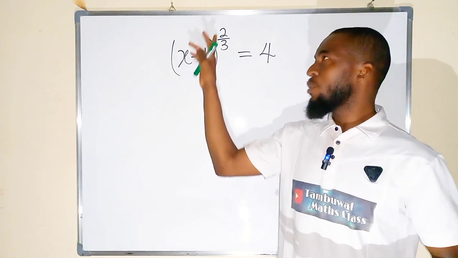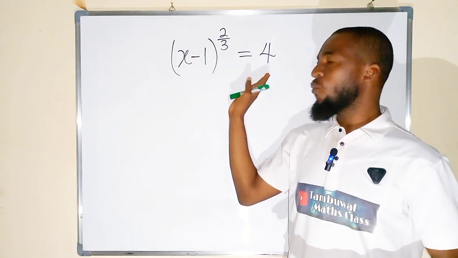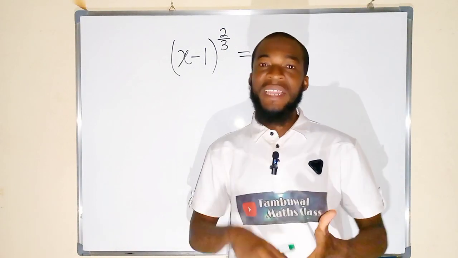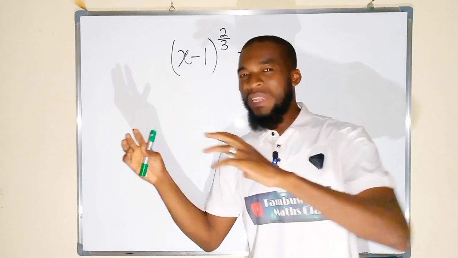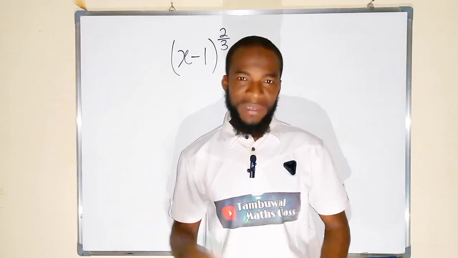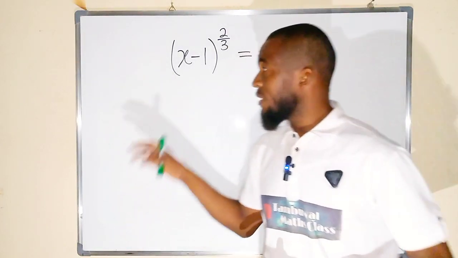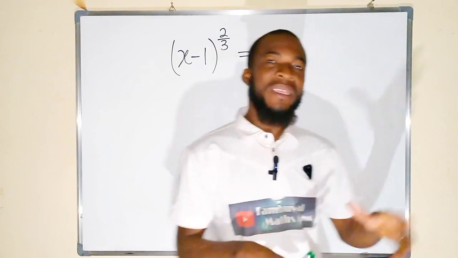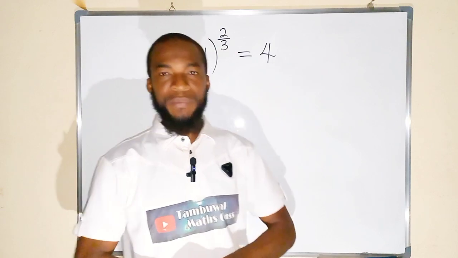(x minus 1) to the power of 2 divided by 3 equals 4. After solving this equation, I realized two values of x, 9 and negative 7. But so many people rejected that negative 7, saying that if we substituted it here, we are going to get a complex number instead of this real number 4.